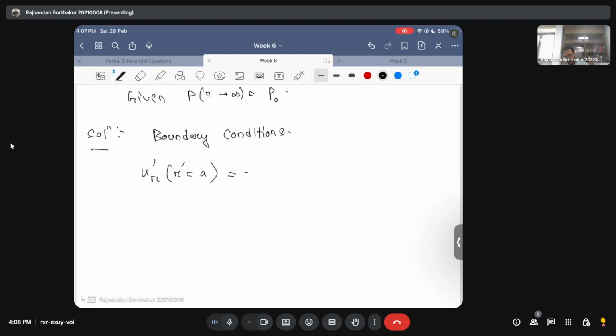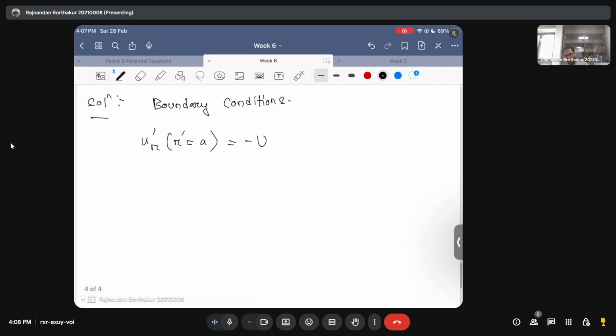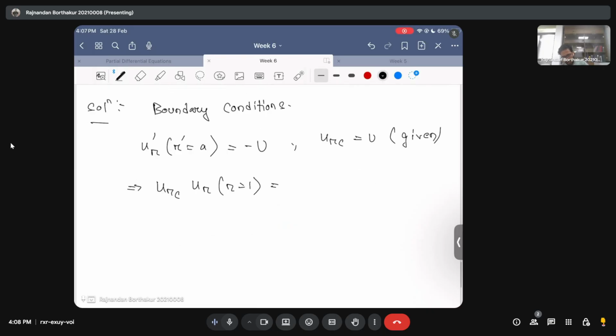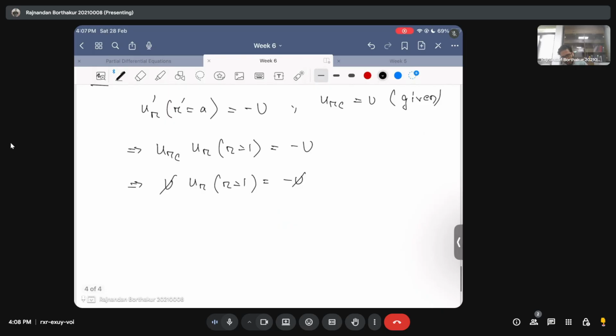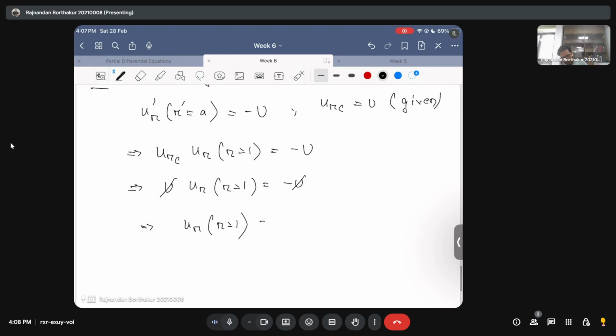I know that this is equal to minus u, but my characteristic velocity in the r direction is u, and this is given. Which means I can then write it as urc times ur at r equal to 1, because then this is non-dimensional, and this is equal to minus u, and I know that urc is just equal to u, right? So then ur at r equal to 1 is equal to minus u, which means my non-dimensional boundary condition for ur at r equal to 1 is going to be equal to minus 1.